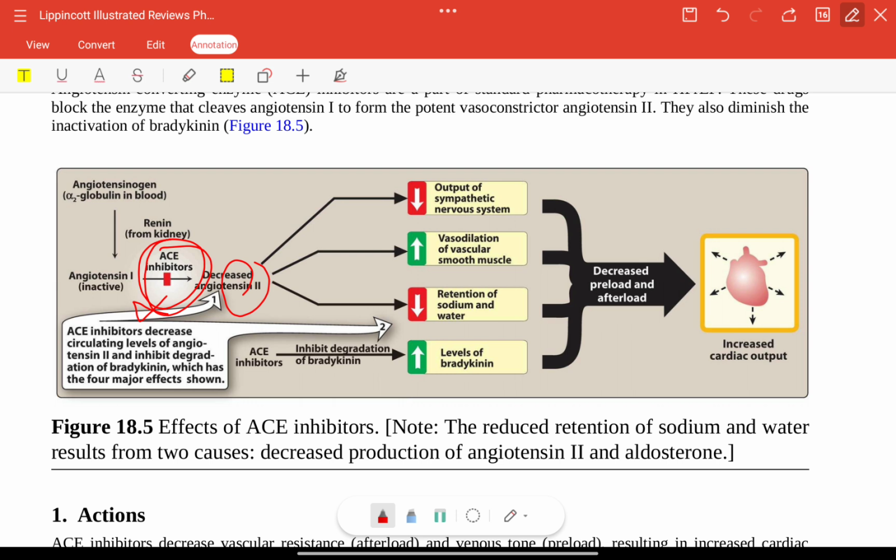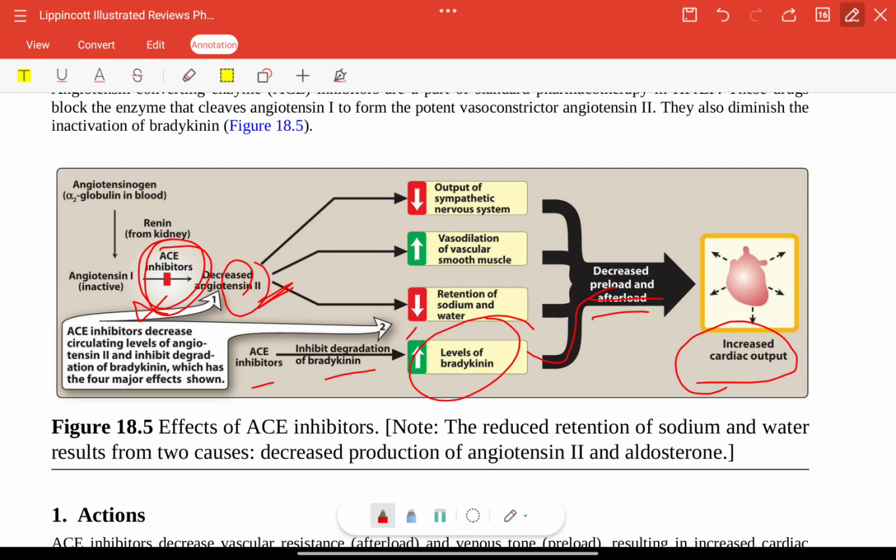effects shown. What happens here? ACE inhibitors inhibit degradation of bradykinin, so levels of bradykinin will increase, and there is decreased preload and afterload and increased cardiac output.